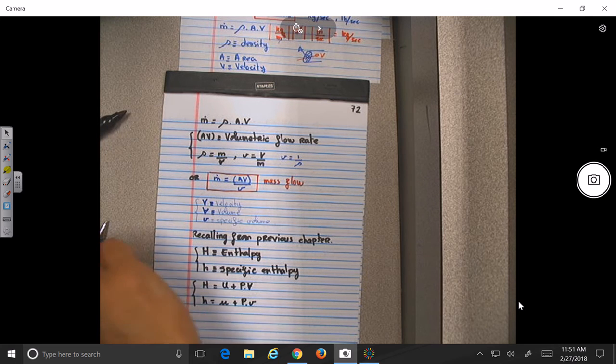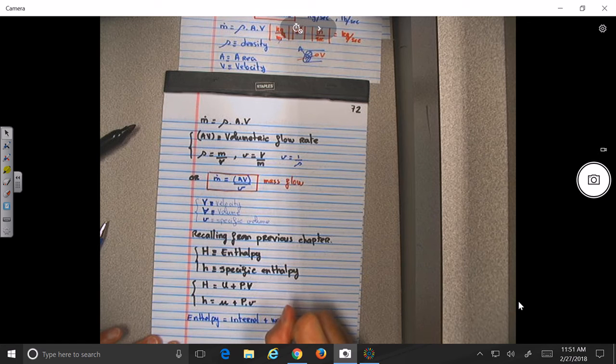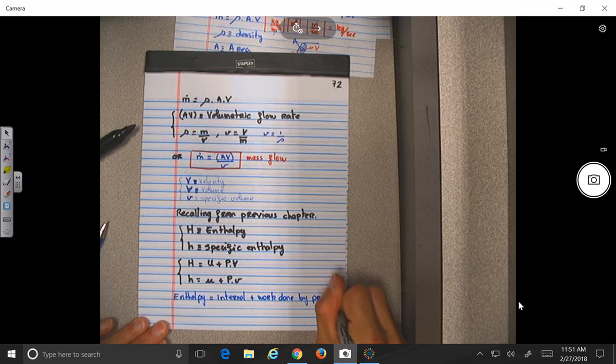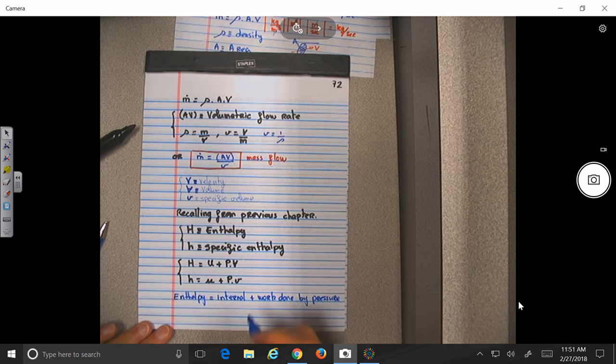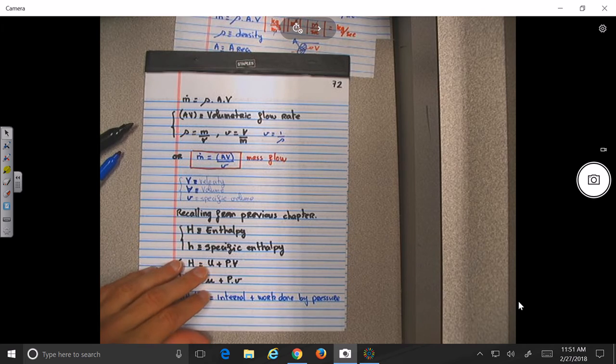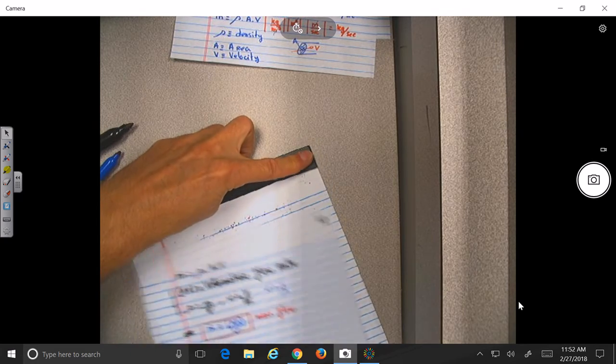So what's important over here to remember, or to understand, is that enthalpy equals internal energy plus work done by pressure. If you want, we can put work done by pressure, okay? We should add a constant volume, but let's leave it general. Okay, so here we go now. Now we go to what's important over here. Maybe one more thing.